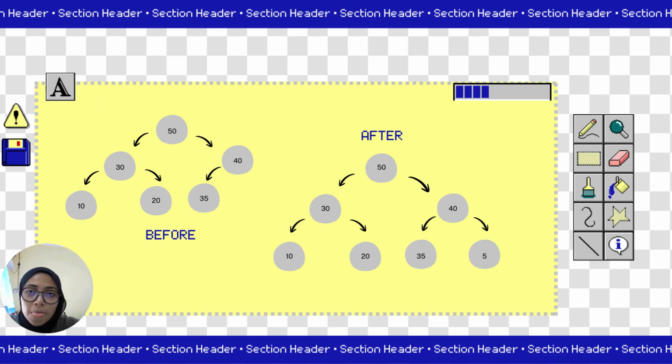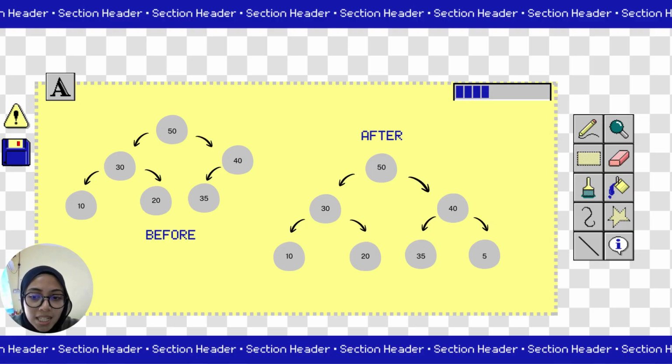If we look back at the property, it states that the filling must always start from the left side. However, in this case, the left side is already filled up, and the only space left is the right side. So let's put the 5 here.